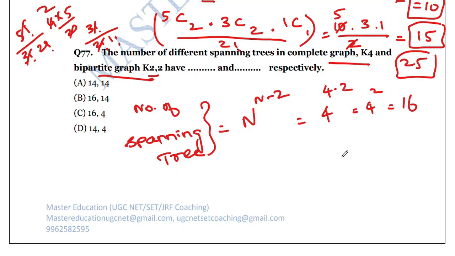For the bipartite graph K2,2, that is n is 2. Okay, sorry, in a bipartite graph we have to use m into n. So this is 2, 2, 2 into 2 equal to 4. So 16, 4 is the answer.